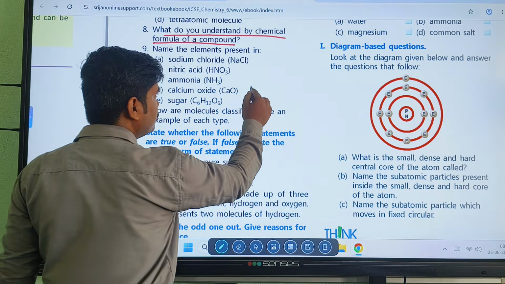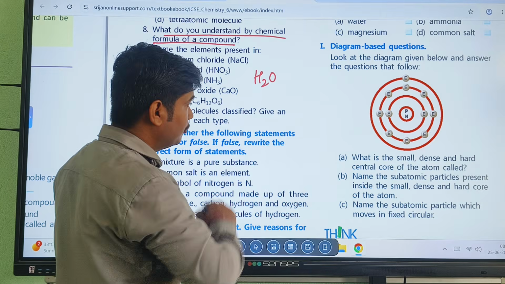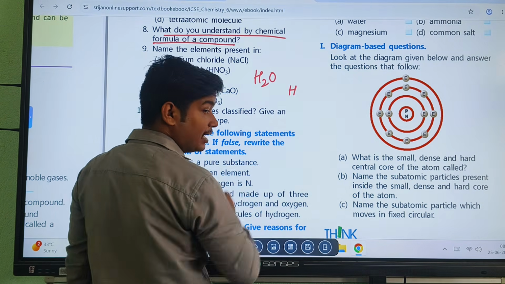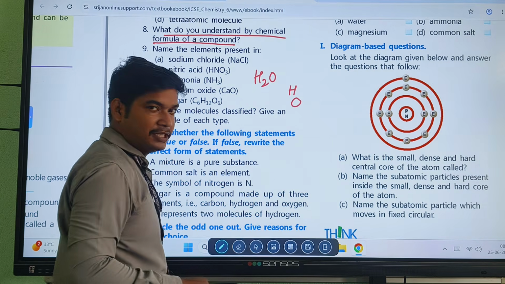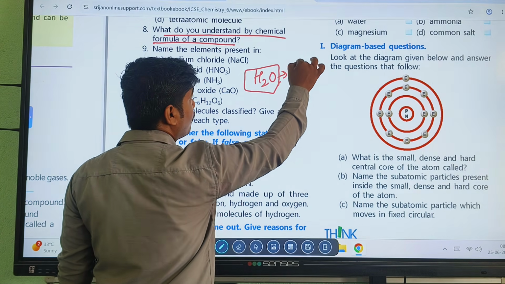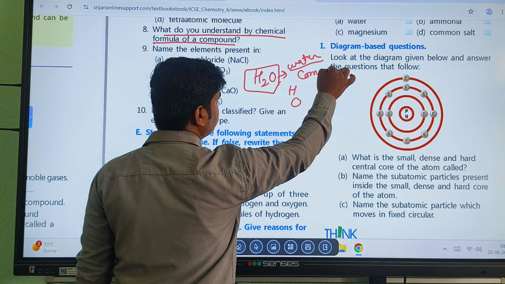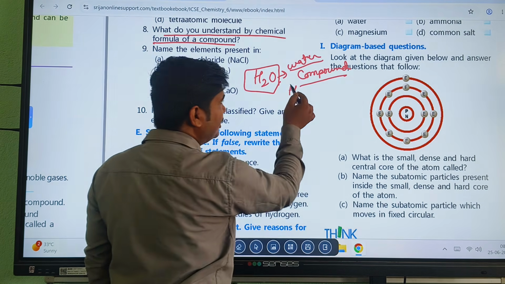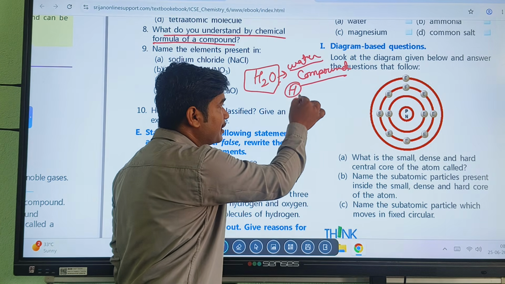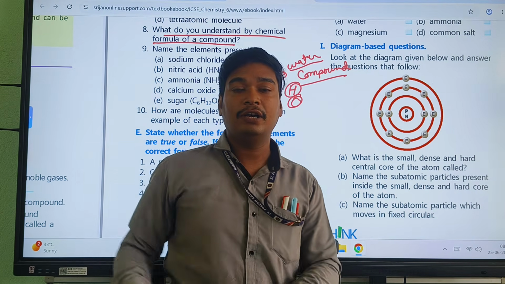Suppose I take an example. This is the example of a compound. So which 2 elements are available here? First, hydrogen, and second, oxygen. So this is the chemical formula of water, and water is a compound. And through this formula, we can easily find out which elements are present in this compound. So this is known as the chemical formula of a compound.